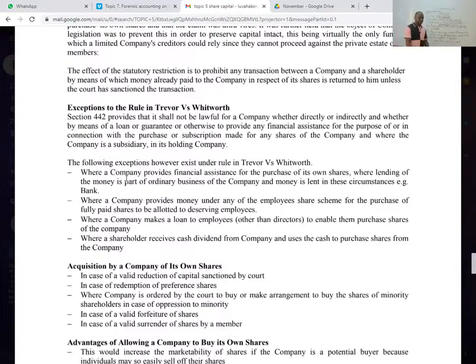Then under what exceptional circumstances can the company now directly purchase? So number one, in case of a valid reduction of capital sanctioned by the court.